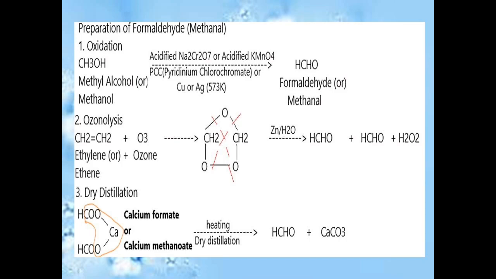The next one, dry distillation. For dry distillation we are going to take the compound calcium formate or calcium methanoate. Here, the formic acid formula you know very well, HCOOH. That H alone is removed and we are going to add calcium, but calcium has valency 2, so we add HCOO twice. That is called calcium formate or calcium methanoate.